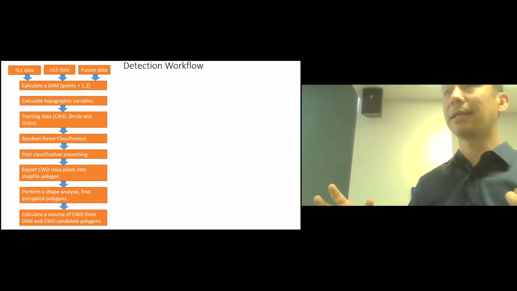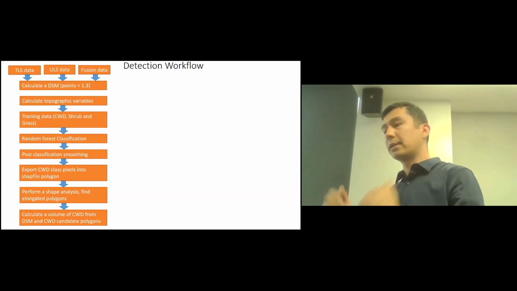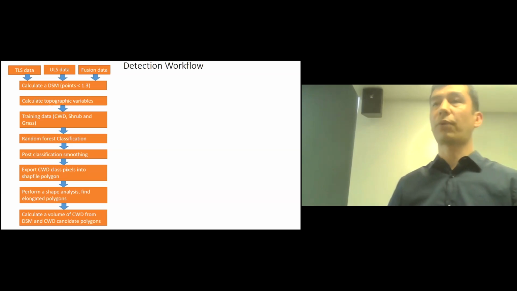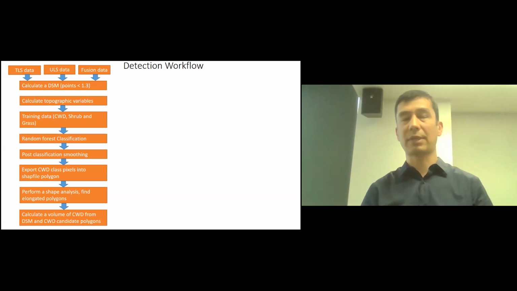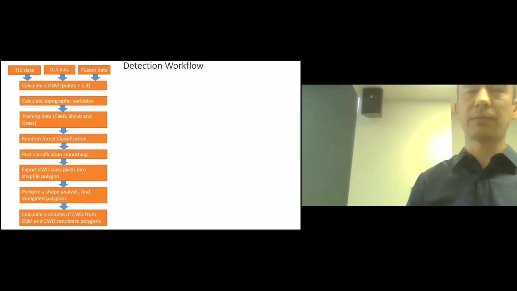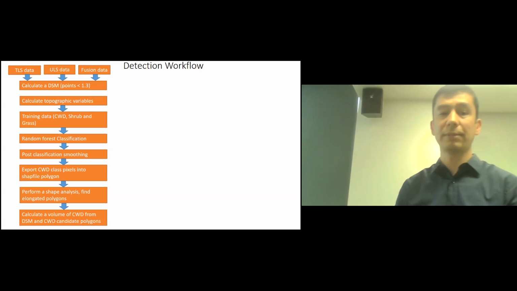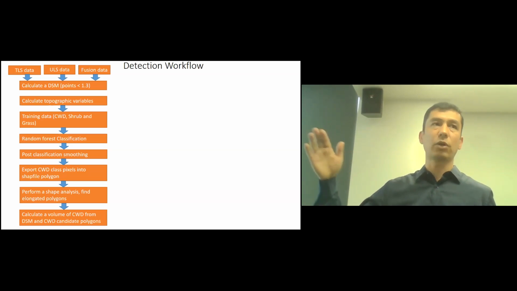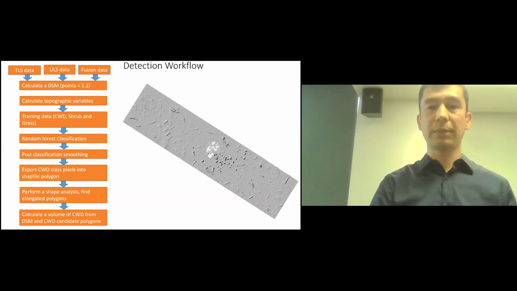Then I trained the data by delineating small polygons of coarse woody debris and of grass and shrub in the digital surface model. Then I ran random forest classification, a machine learning classification algorithm. It gave me a classification map, and we used some post-classification smoothing to remove the noise, and also exported coarse woody debris class candidate pixels to shape polygons and tried to detect elongated shape polygons. And we also calculated the volume of the coarse woody debris.